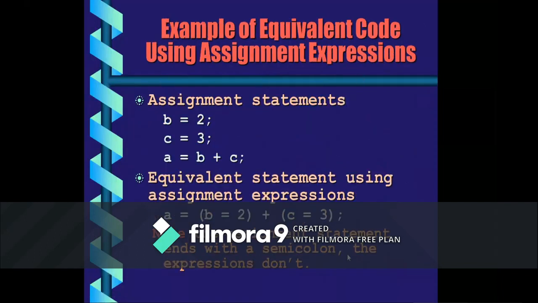And yeah, we have some examples for assignment statements. B is equal to 2, 3. If you are adding, your A value will become 5. So this is all about expressions in C programming.